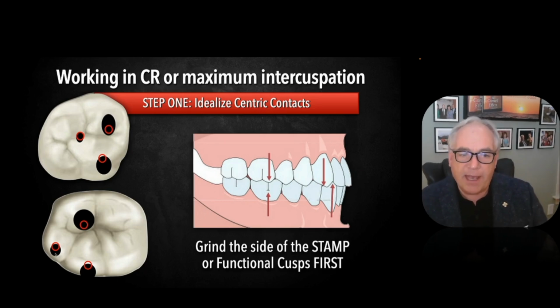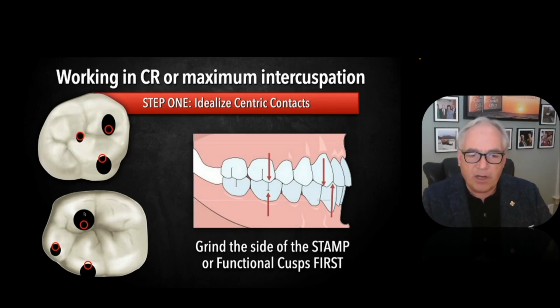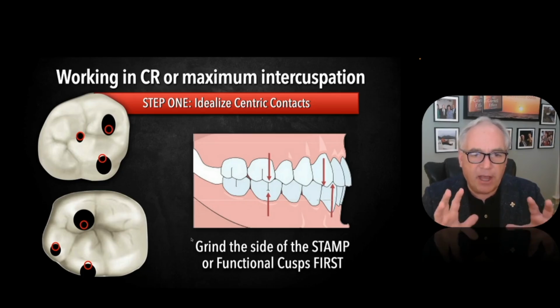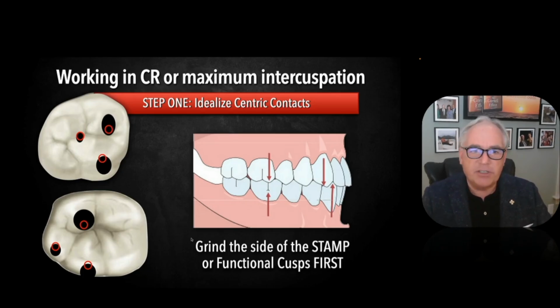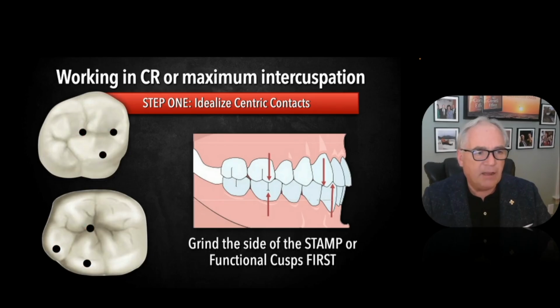Now, if you mark again and there's still a little bit there, you can always open up the fossa a little bit. But the rule is we always want to grind on the side of the stamp cusp first and then later work in the fossa itself. Why? Because there's more enamel on those functional cusps, and it works really good. So if you get comfortable with this concept with just single teeth, you'll find that when we start going into the mouth, this is exactly what we're doing when we're equilibrating a natural dentition to centric relation.